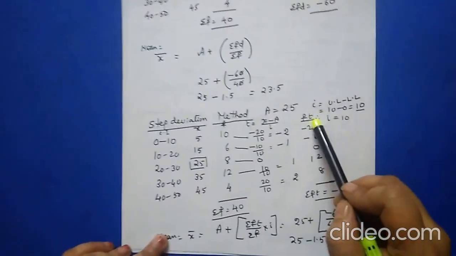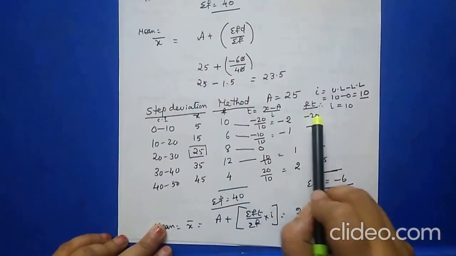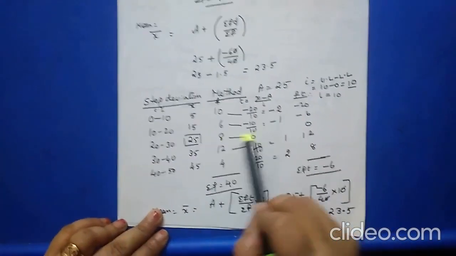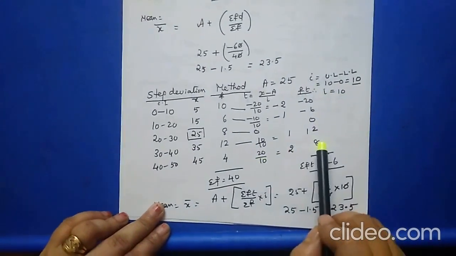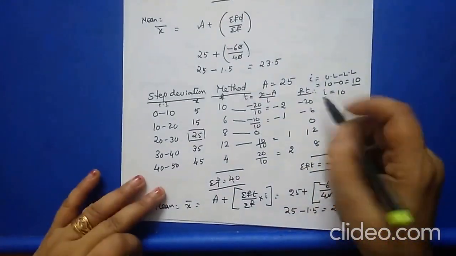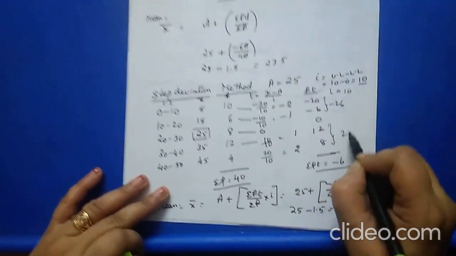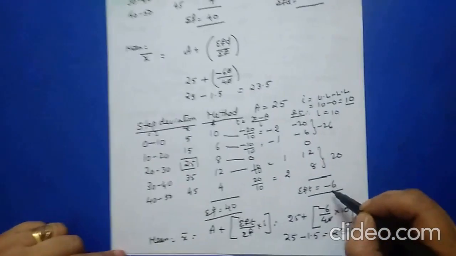Next column ft. f and t you are multiplying. So 10 into minus 2 is minus 20. 6 into minus 1 is minus 6. 8 into 0 is 0. 12 into 1 is 12. 4 into 2 is 8. Now the positive and negative columns, you are getting how much? Minus 26. Here you are getting 20. Minus 26 plus 20 is minus 6, the value of sigma of ft.